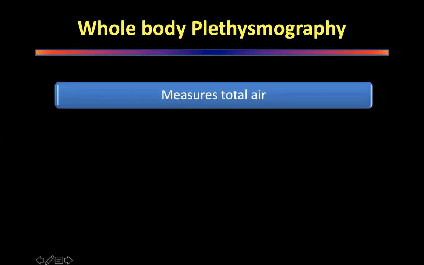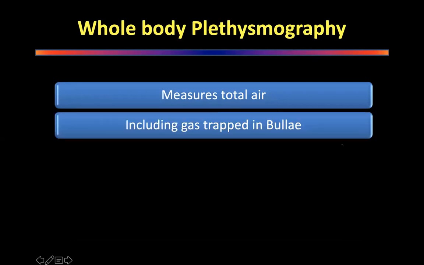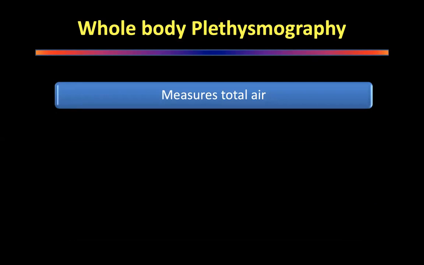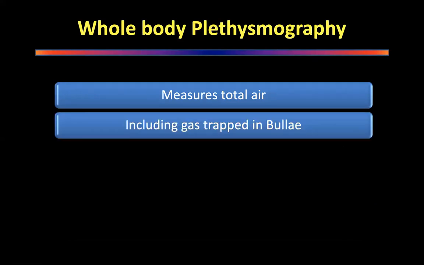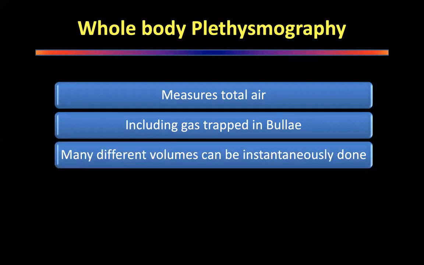So you measure the total air that's going in. The good thing about this is that it gives you a representation of the whole lung, the whole chest. So this is the only mechanism where you can actually measure how much gas is trapped in bullae, particularly large bullae, in emphysematous diseases. It's very, very good to use this technique because it measures the gas that is trapped in the bullae as well.